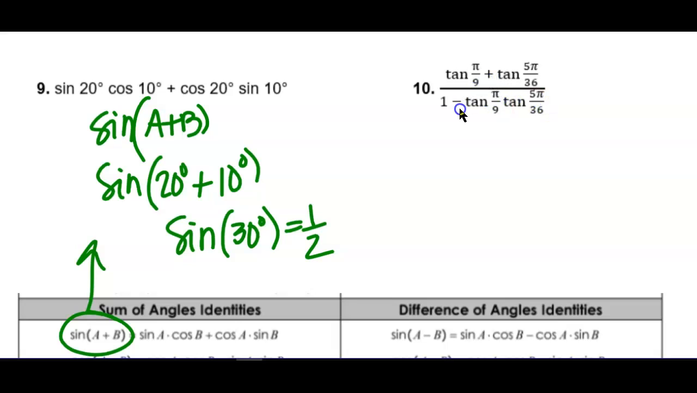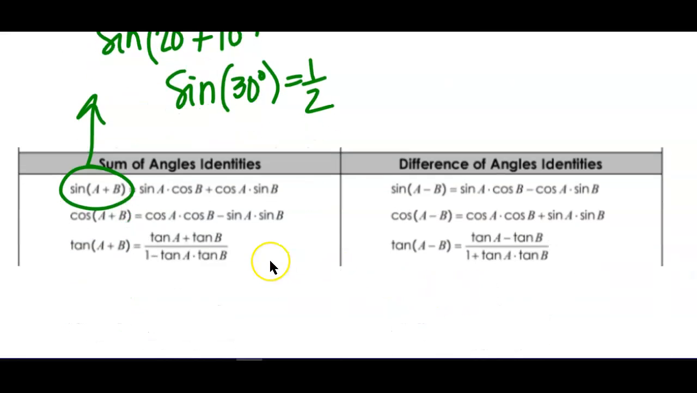Okay, this one has tangents. We have a plus on the top and a minus on the bottom. So we've got to find that one. Plus on the top and a minus on the bottom is this one, tan of A plus B.